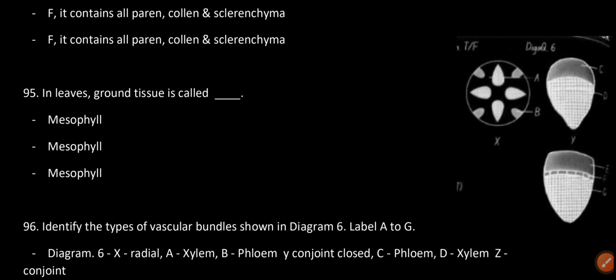In leaves, ground tissue is called mesophyll.